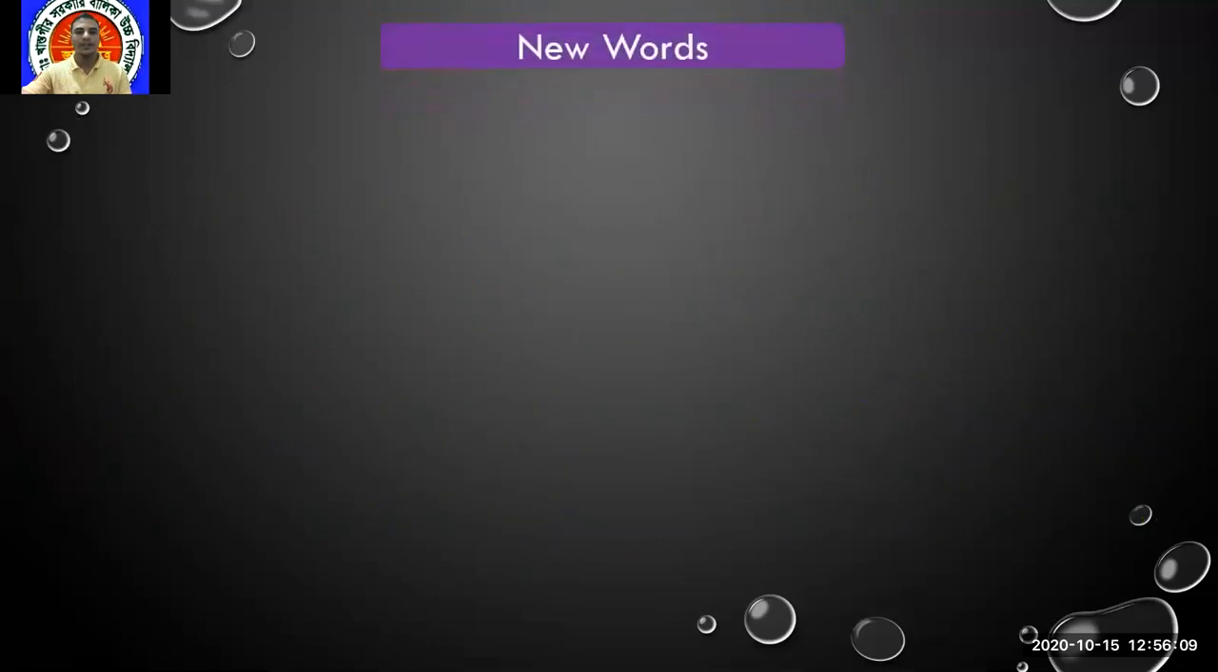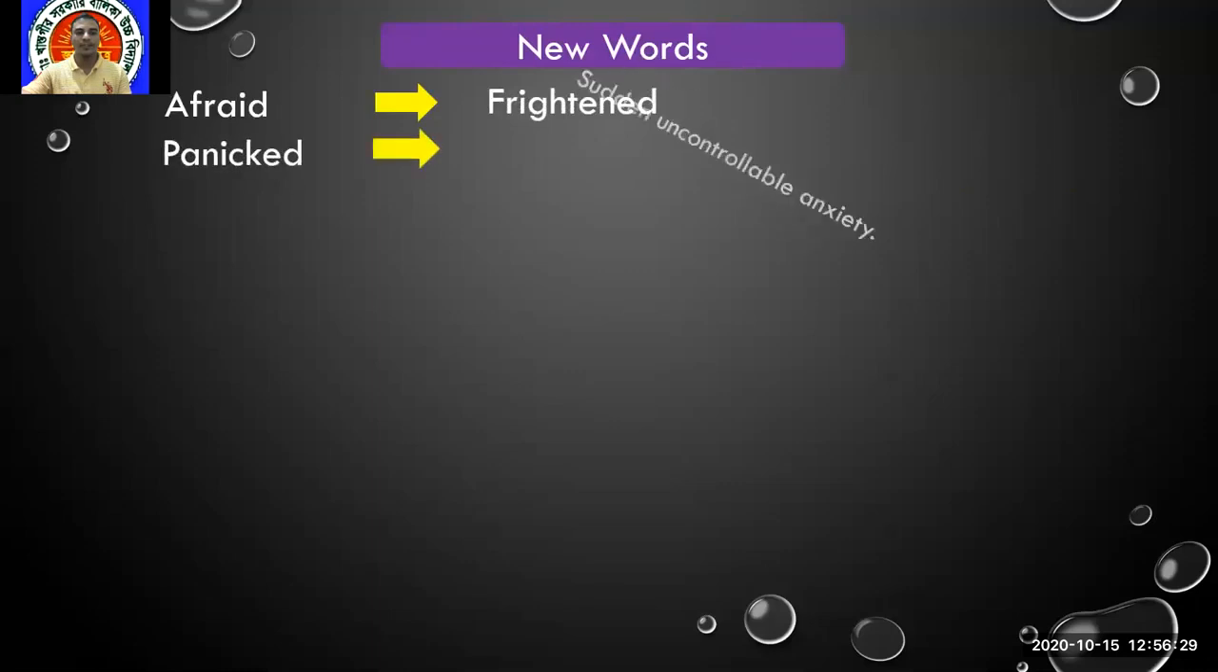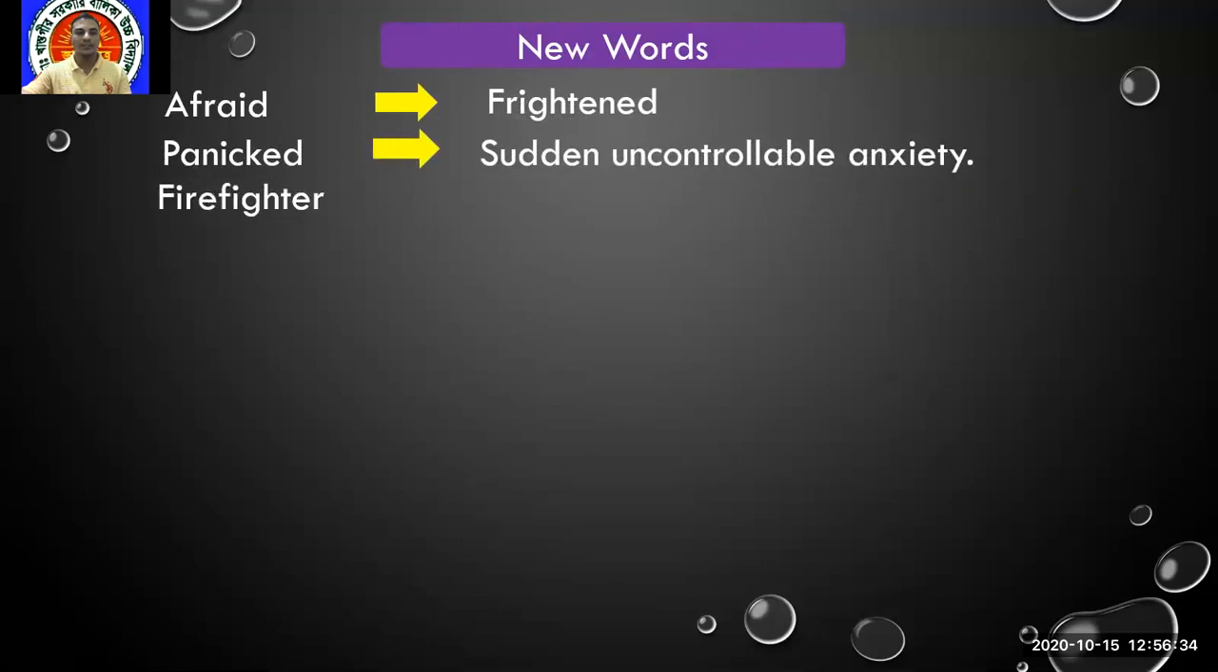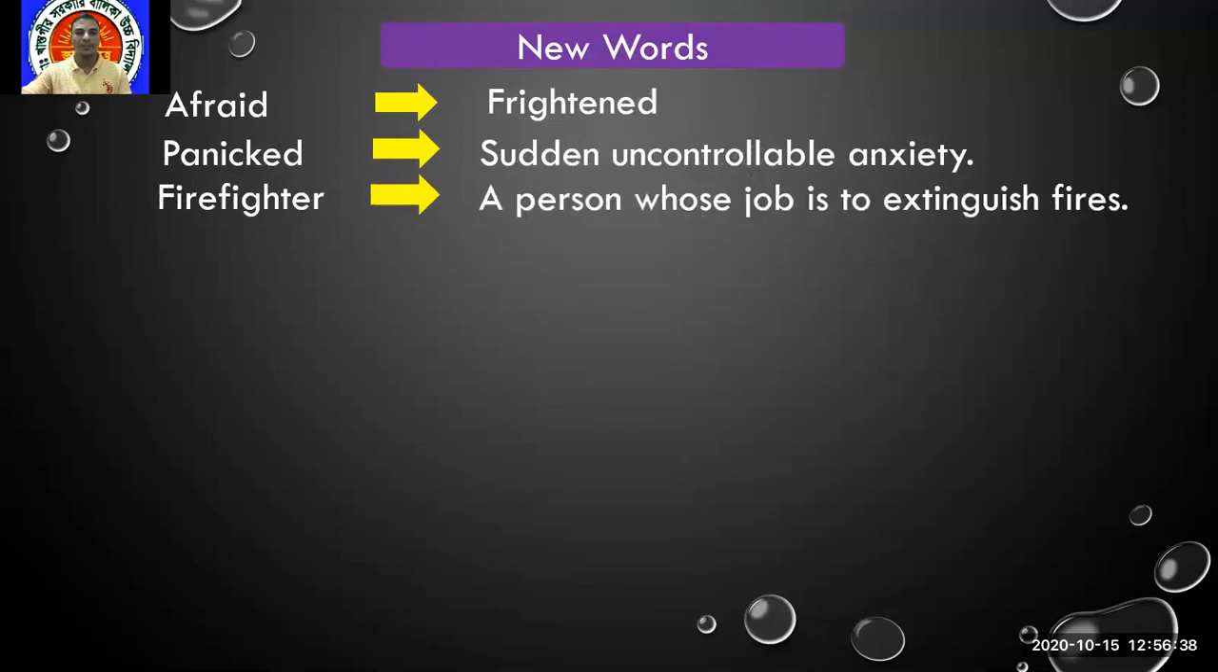Now, there are some new words on the screen from the lesson. Look at the words carefully and try to remember their meanings. Number 1, afraid means frightened. Number 2, panicked means sudden uncontrollable anxiety. Number 3, firefighter means a person whose job is to extinguish fires.